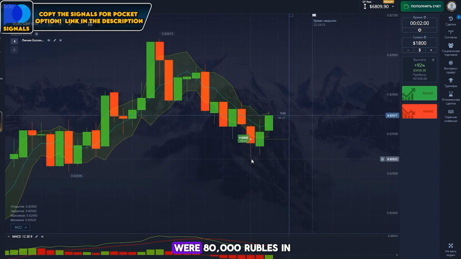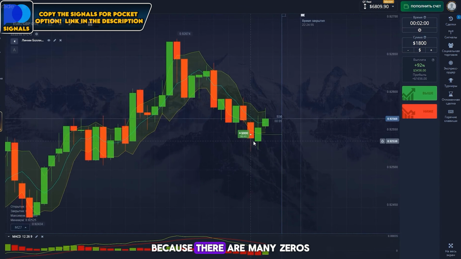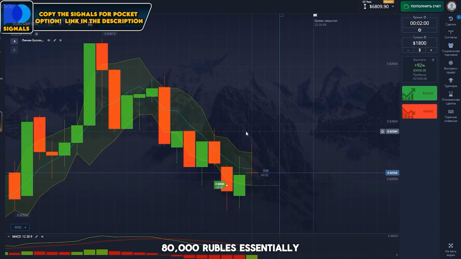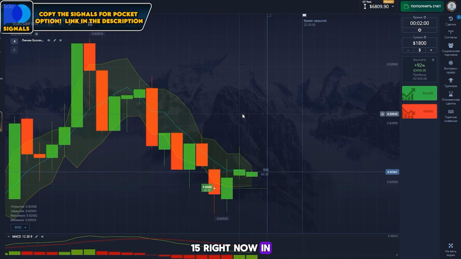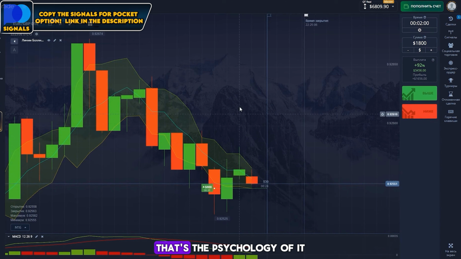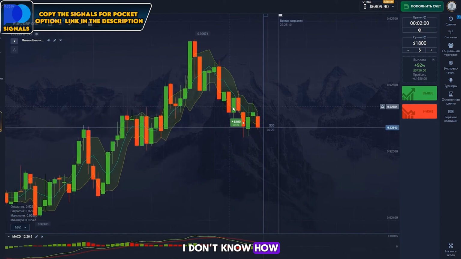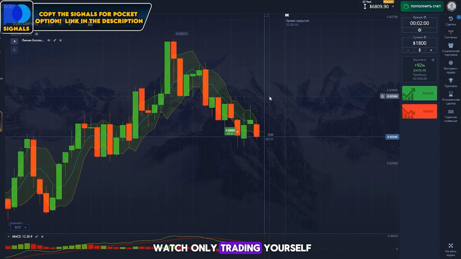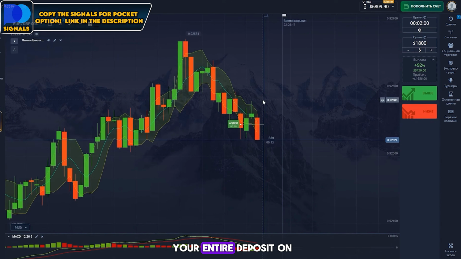For example, if there were 80,000 rubles in the trade, because there are many zeros, it feels like how much money that is. Essentially, that's just the price of an iPhone 15 right now. In a trade, if you need to close it, then you have to bet like 2.5 iPhones. That's the psychology of it. I don't know how, but that's how it is for me. Sometimes you sit and watch, only trading yourself, and you almost put your entire deposit on the line. It can be a bit overwhelming.